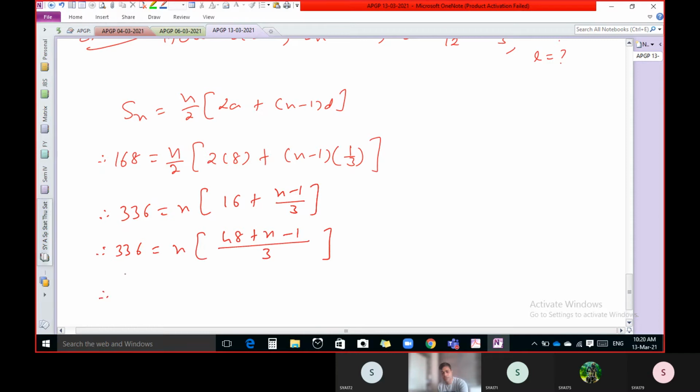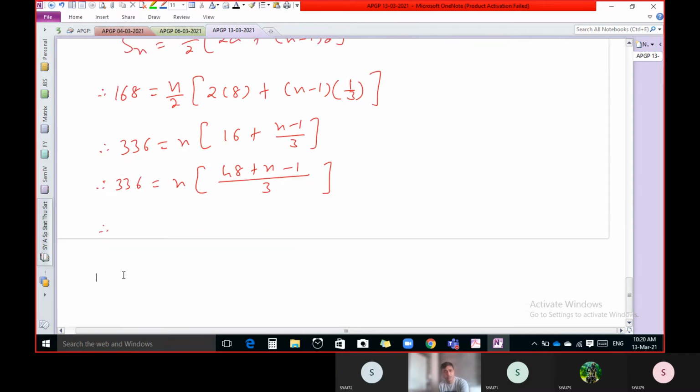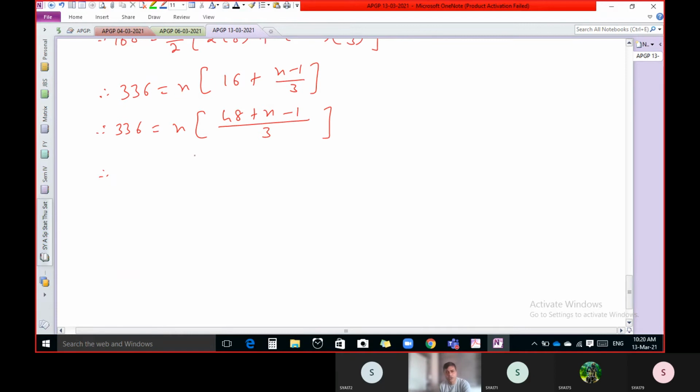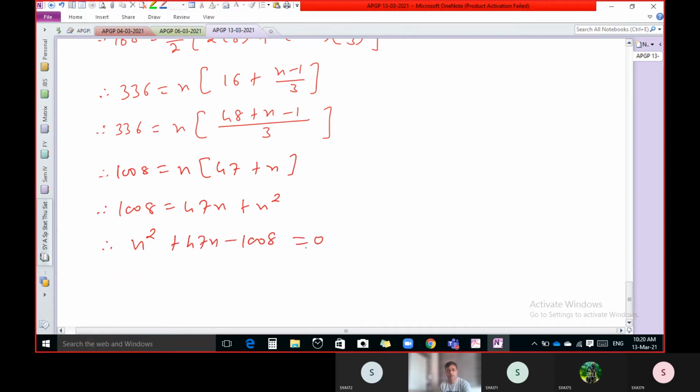Multiplied by 336. Tell me, 336 into 3 is 1008. And what do we get in the bracket? 48 minus 1, 47, plus n. So we get 47n plus n square. So we get a quadratic equation. Take 1008 to the other side, so we get n square plus 47n minus 1008 equal to 0.